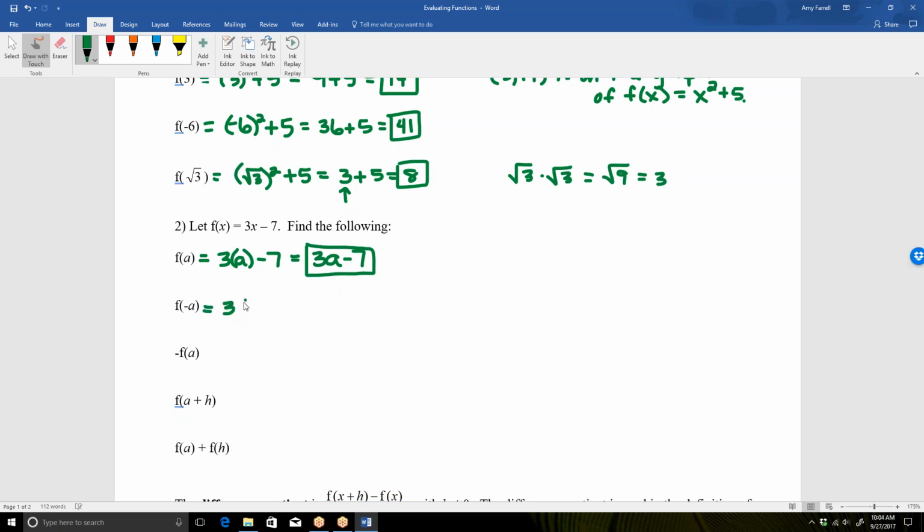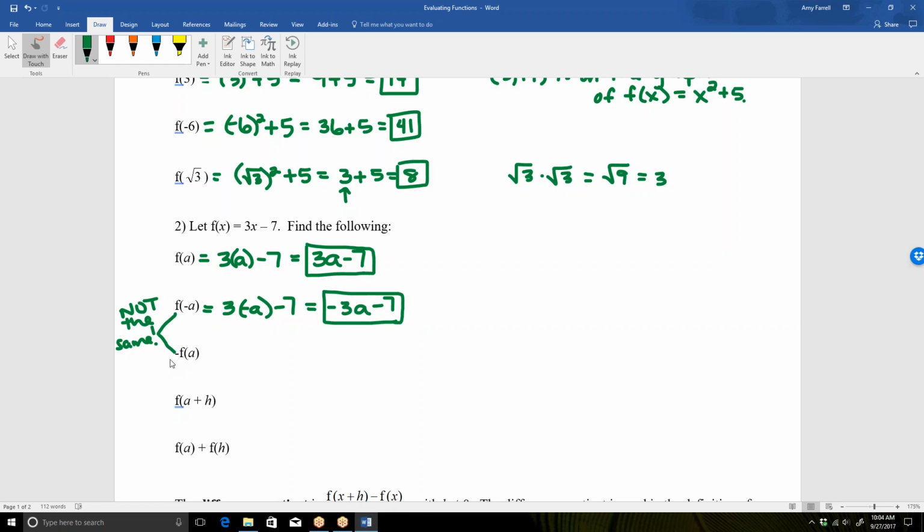Now we want to substitute -a for x. 3 times -a is -3a, and then minus 7. That's it. Now, the next one is negative f of a. I do want you to realize that these two are not the same. We're not going to get the same answer.